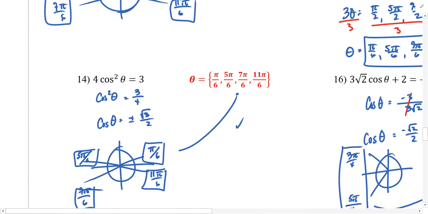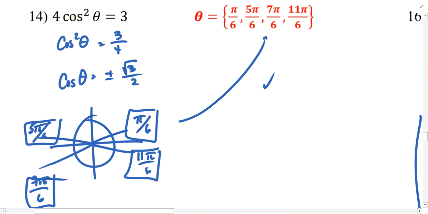With number 14, same sort of thing. We'll divide by 4 and then take a square root on both sides. When we take the square root, though, we've got to be prepared for both positive and negative solutions. So where does cosine, where does the x value equal a positive root 3 over 2 or negative root 3 over 2? Positive root 3 over 2 exists here at pi over 6 and 11 pi over 6, and negative root 3 over 2 for our x values are over here on the left-hand side.